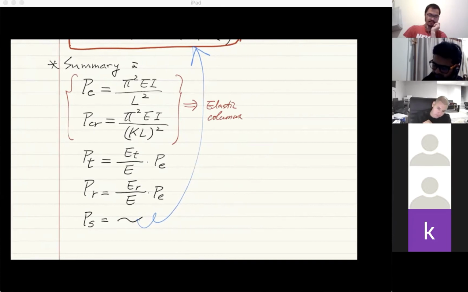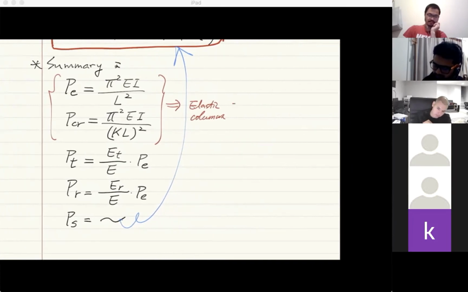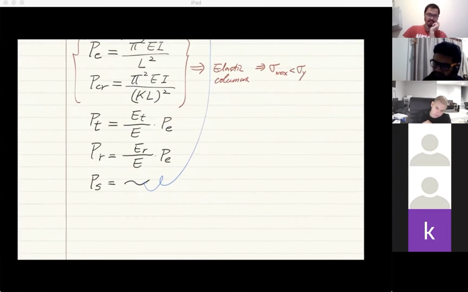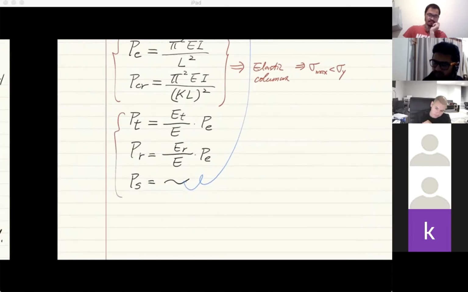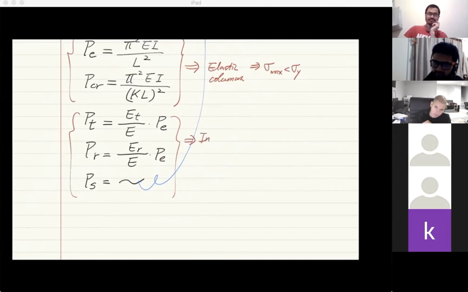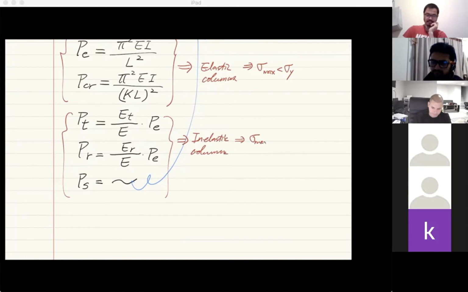How do you know it's elastic columns? By checking the stress, which means that your maximum stress must be less than yield stress. And the other three that we talk about here today are for inelastic columns, which means that the maximum stress can be greater than sigma y.